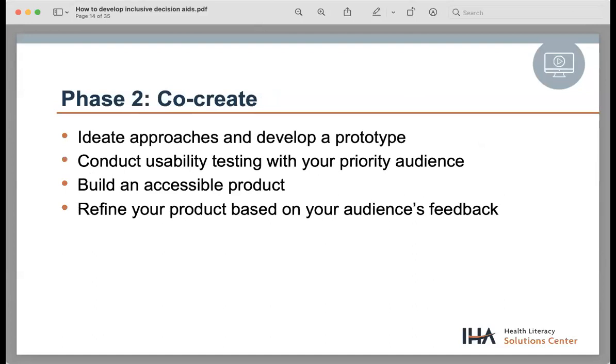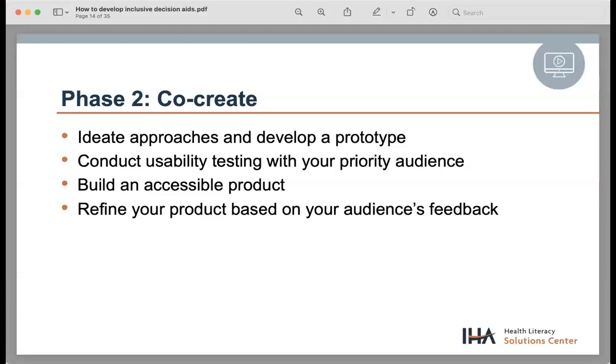And phase 2 is where we begin the design process. So your team begins ideating approaches, maybe in the form of a wireframe or a mock-up if you're developing a digital decision aid, for example. This is really the brainstorming process where you're designing ideas to meet your health communication need. Then you begin designing a prototype of your tool. And one of the most important steps here is to test your ideas with your priority audience. So consider conducting usability testing sessions, for example, to gather feedback on your prototype and ensure that the decision aid is meeting user needs and is accessible to all audience members.